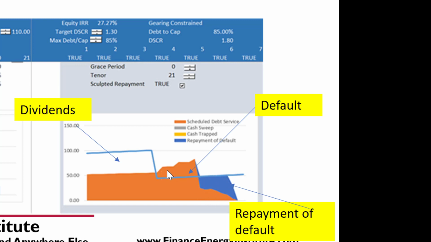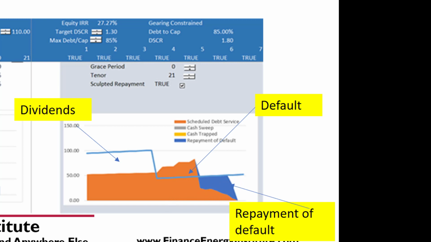But imagine if you would have had a sweep here, then the cash flow would have been going down, and perhaps we would have never even had a default. Or if you would have allowed a bigger dividend, some kind of cash flow where we would have had a bigger default, then we wouldn't have had enough to repay the default.